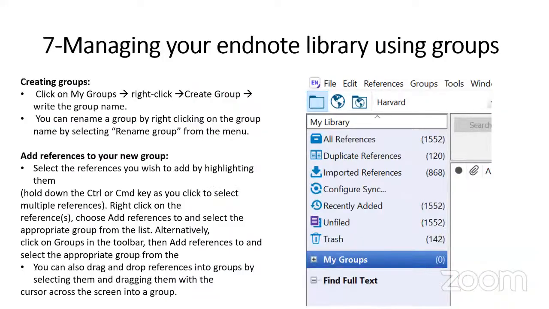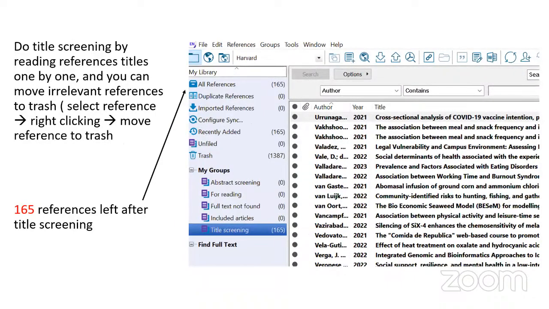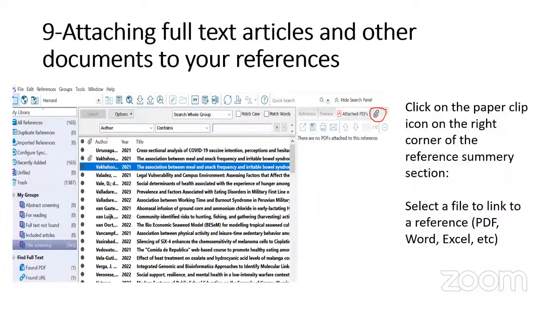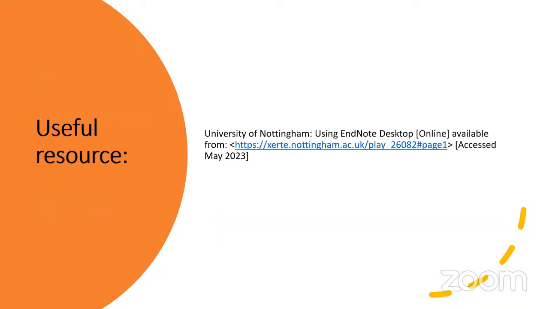Managing your EndNote library using groups. We have created groups, suggested groups. So this is what I'm usually using for a review. Finding full text in EndNote library. We did that. Okay. Attaching full text. Yes, we did this. Exporting references to EndNote. From EndNote to Microsoft Excel. Yes. Yeah, this is a useful resource website from University of Nottingham. It was really helpful for me.